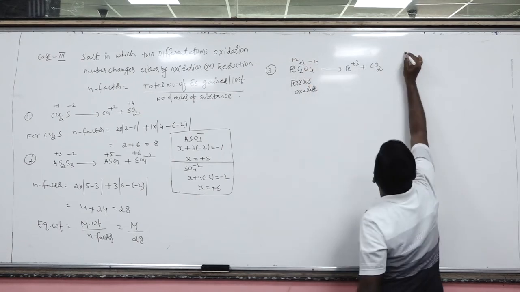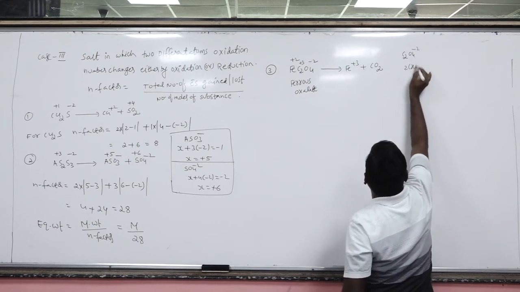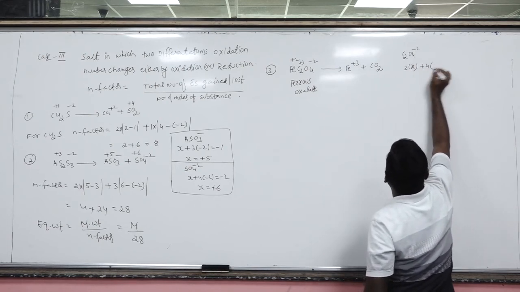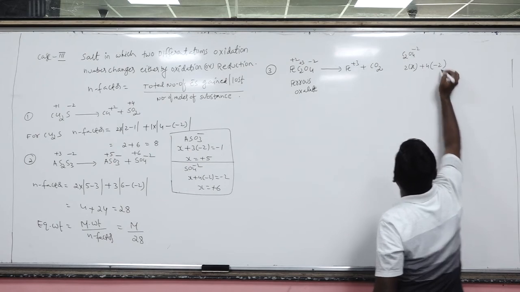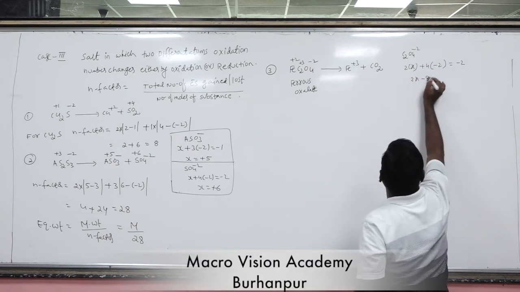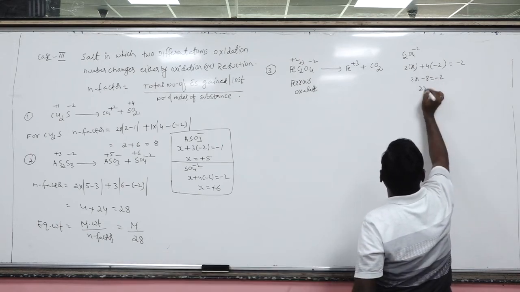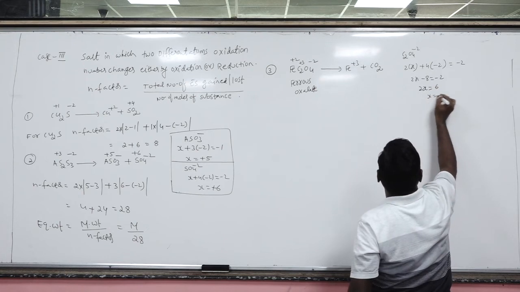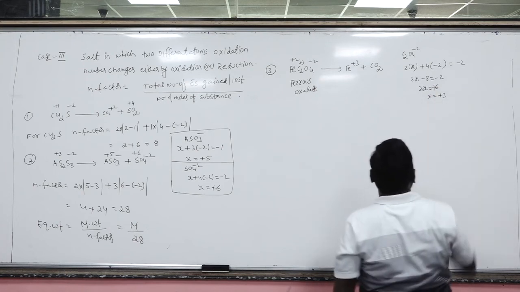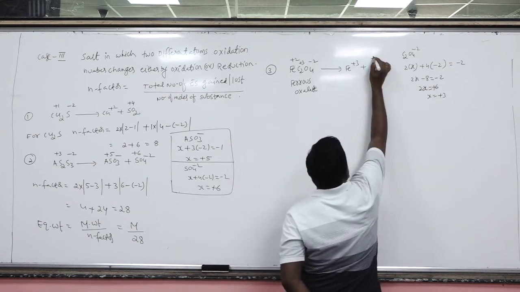How? In oxalate, let each carbon oxidation number be x, and each oxygen oxidation number we know is minus 2. So the total net charge is minus 2, so 2x minus 8 is equal to minus 2. Okay, 2x is equal to 6, x is equal to 3. Oxidation state of carbon in oxalate is plus 3. In carbon dioxide, it is plus 4.